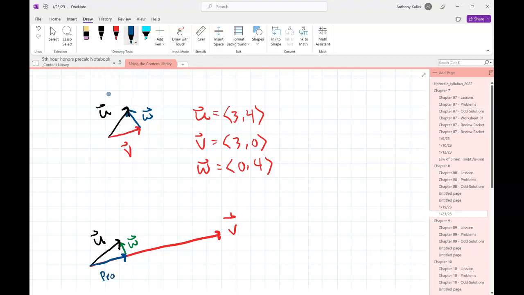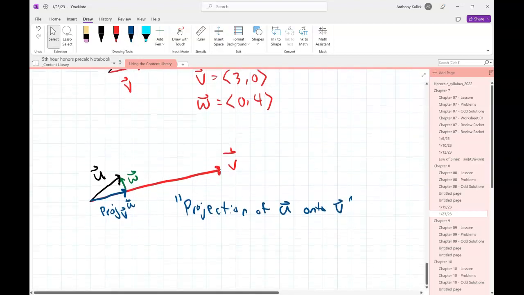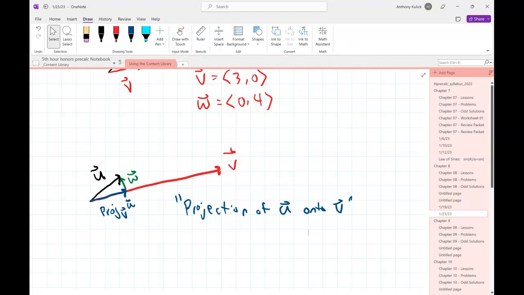This vector that I've drawn in blue has a special name. We're going to call it the projection of u onto v. So that's how we read that symbol, as P-R-O-J, and the subscript is v, or the vector v, and the argument is the vector u. So how do we do this, right?